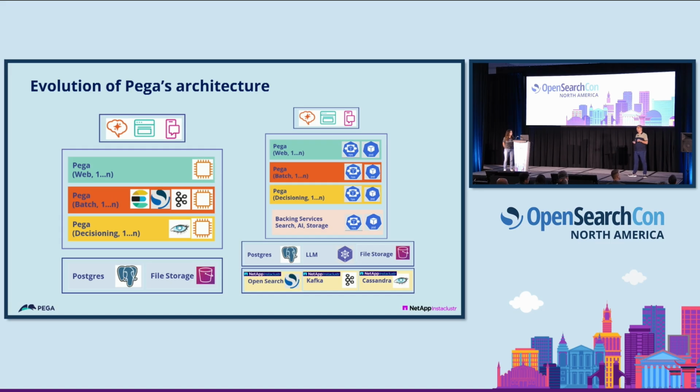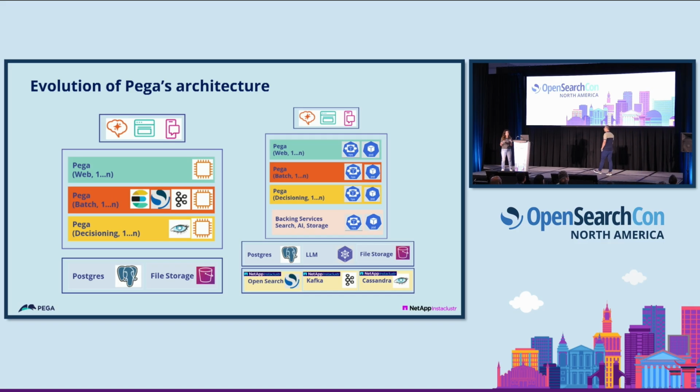So what we did was, a couple of years ago, we moved to the industry standard Kubernetes platform. And we also started extracting all these embedded workloads to their designated services. We call them backing services. So we saw LLM models coming in, we had file storage services, and then we started partnering with NetApp Instaclustr for providing managed open source technologies for us, which is the NetApp Instaclustr OpenSearch, Kafka, and Cassandra.